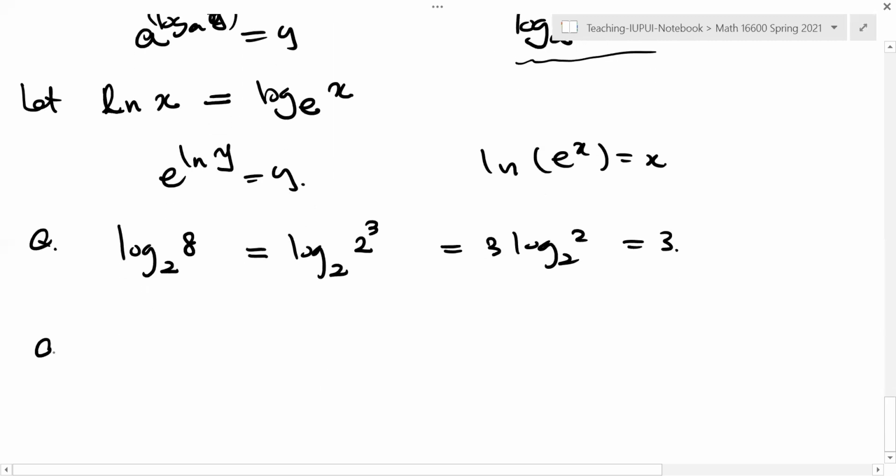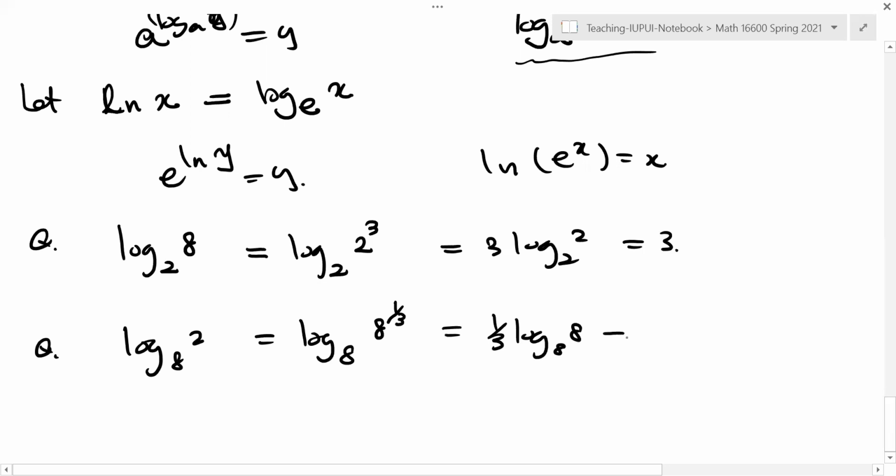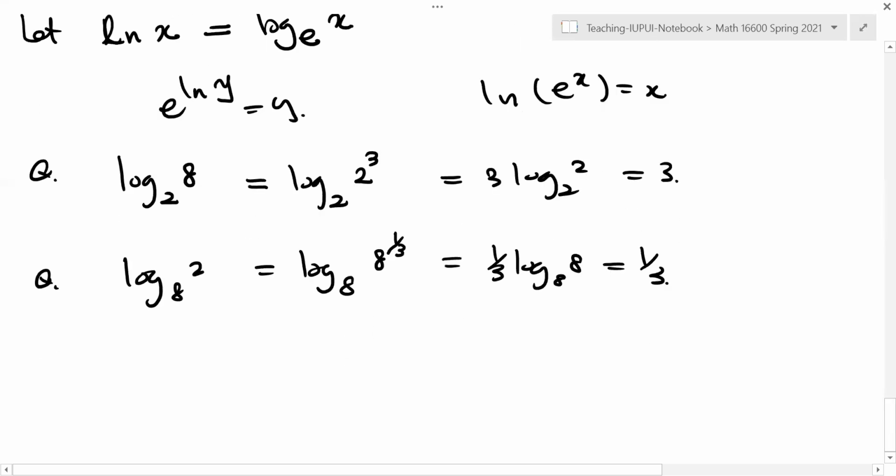Okay, now how about I switch it? If I want to switch it, then I cannot change 8, but I can change 2. 2 is 8 to the 1/3. So therefore it's going to be 1/3, and then it's going to be 1/3. Okay, right? Similar. Right. The next one.